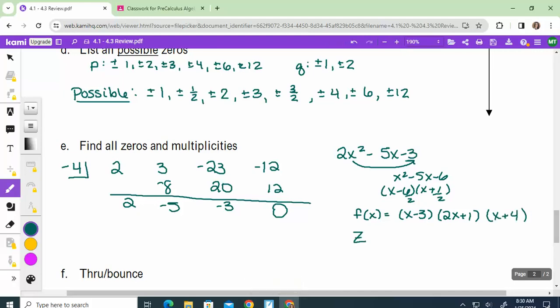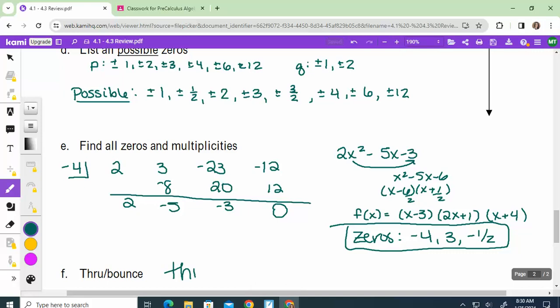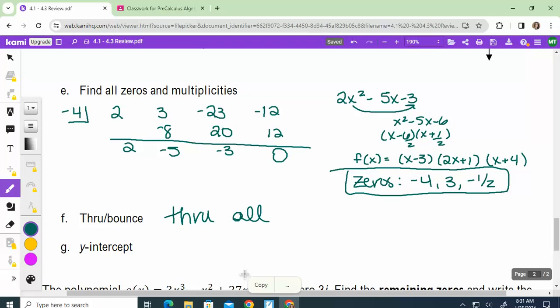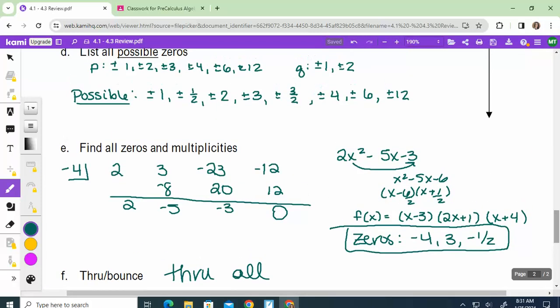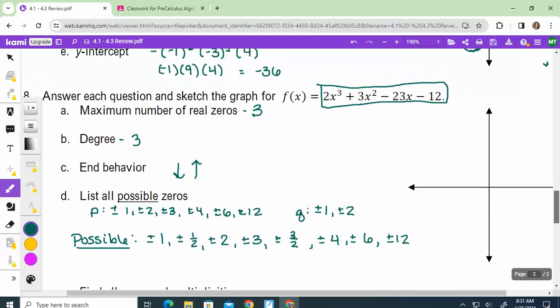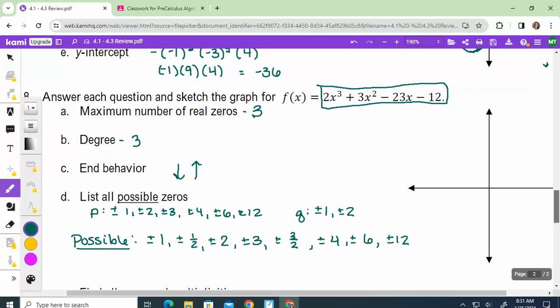So what are the zeros? -4, positive 3, -1 half. Would the graph go through or bounce at those? All of them go through, because they all have a multiplicity of 1. Okay, y-intercept. So if you think back to the original, and you plugged in a 0 for all of your x's, what do we get? -12.